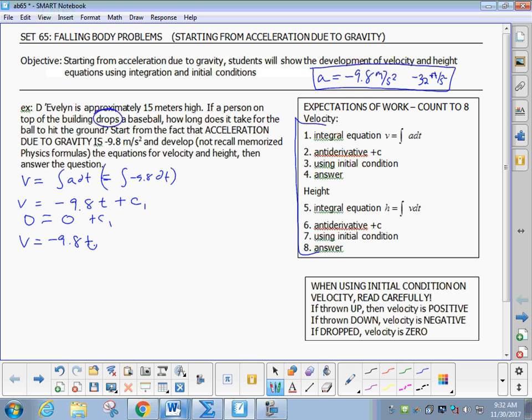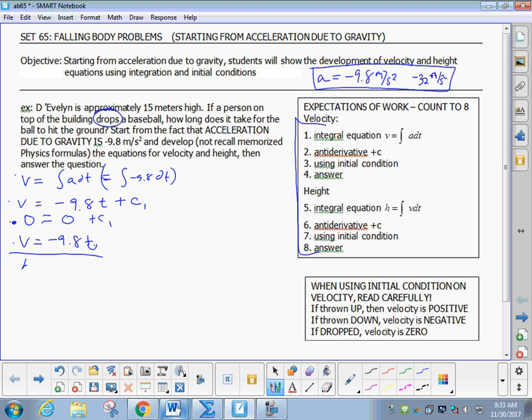Okay? I require that you show me using the initial condition, even if you know, oh, it's 0, and I'm not going to get a constant. I don't care. You will show it. Okay? That, then, is complete. 1, 2, 3, 4. Now, let's do the same thing with height.